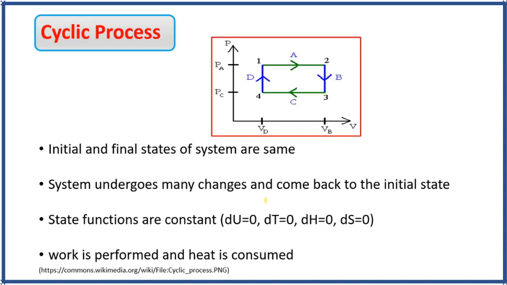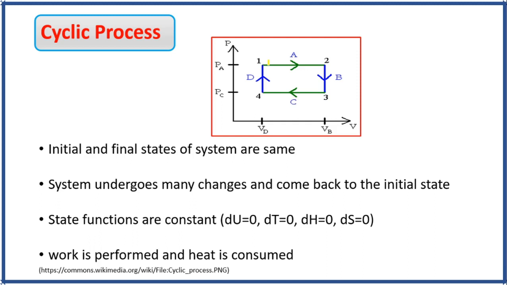Now we will go to the important concept called cyclic process. The name itself indicates that in a cyclic process the system undergoes many changes and comes back to the initial state. See here, initially the system is present at state 1 and it is undergoing some change and going to state 2. From 2 to 3 it is undergoing some change, and from 3 to 4 it is undergoing some change, and from 4 to 1 again it is coming back to the original place 1. That means it is undergoing some change from 4 to 1 in such a way that it is reaching 1.